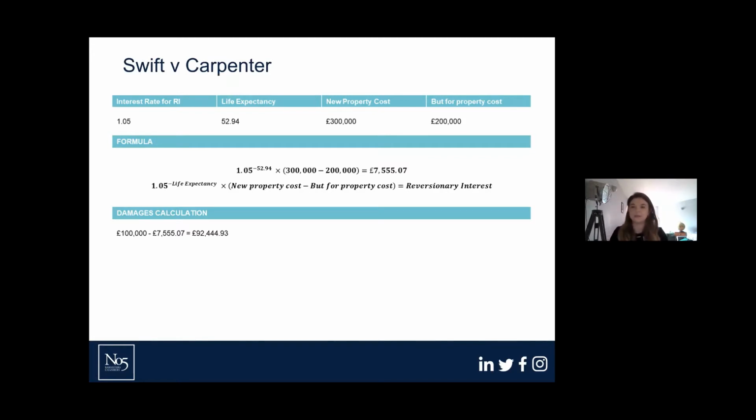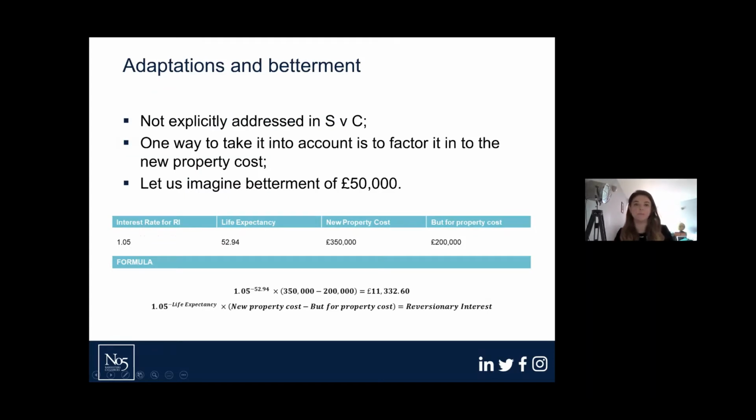Now, it's worth saying that is a very simplistic example, and we're going to be dealing with adaptations. Nick's going to be looking at why this doesn't really work in short life expectancy, and also we'll be looking at child claimants. But hopefully that just gives you a working example idea of how this formula works in practice. Now, coming on to adaptations and betterment.